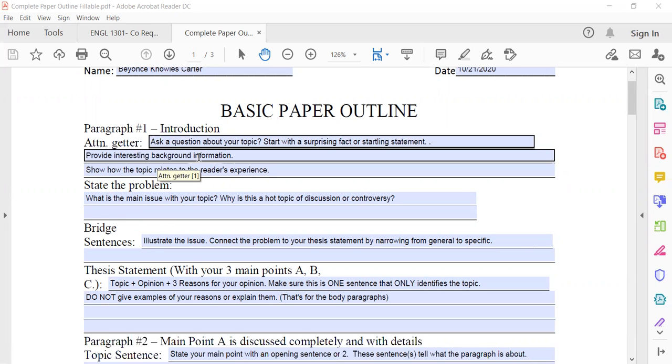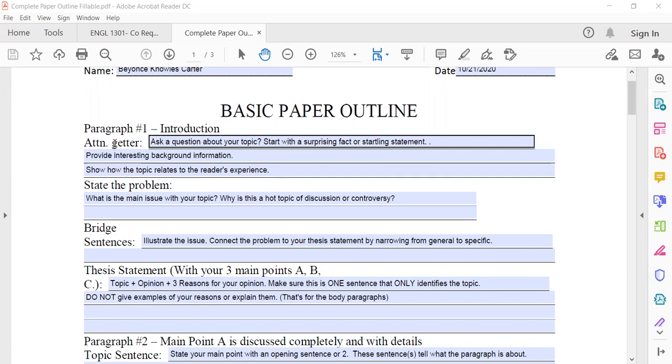There's also another PowerPoint that's about body paragraphs. So make sure you've read through both of those PowerPoints and taken notes before you start to write your paper outline. So your first sentence in your introduction is always going to be the attention getter.